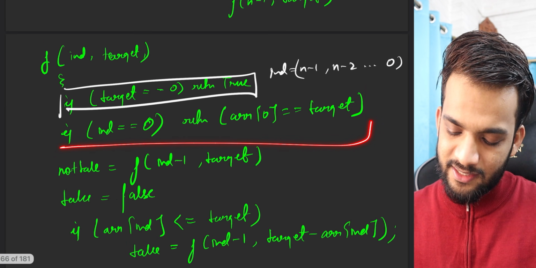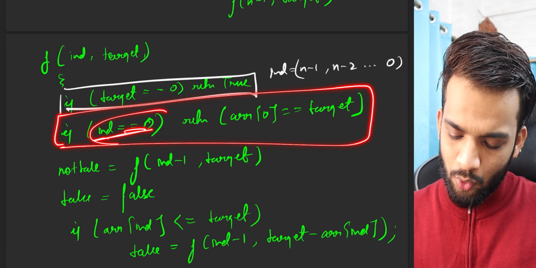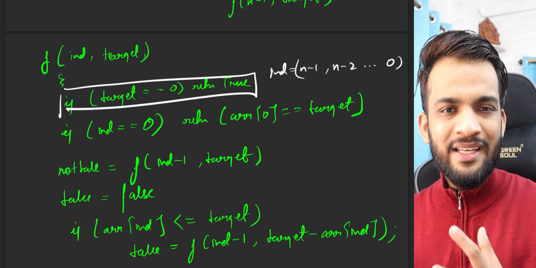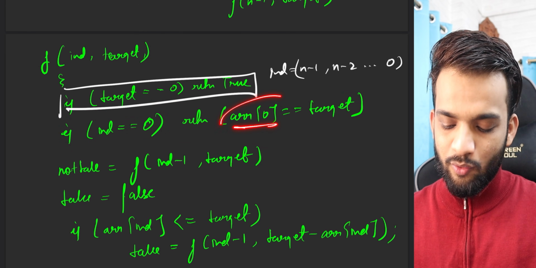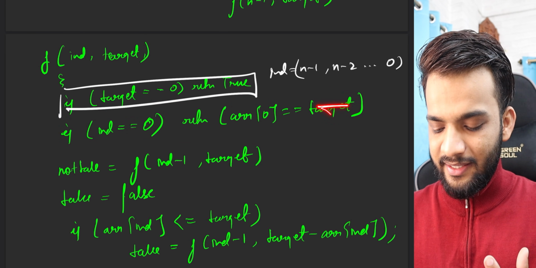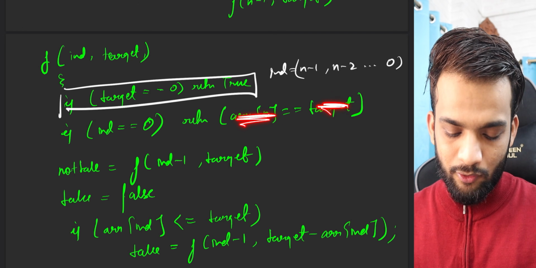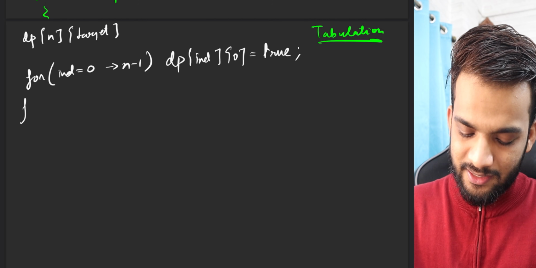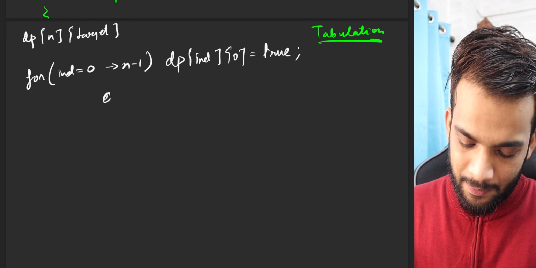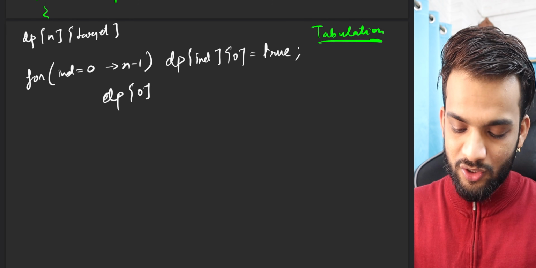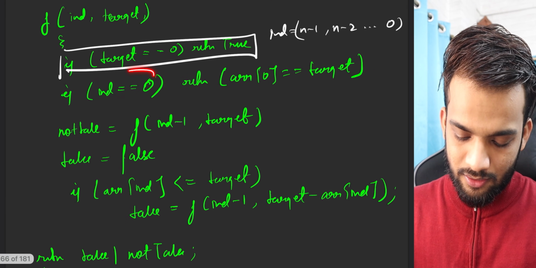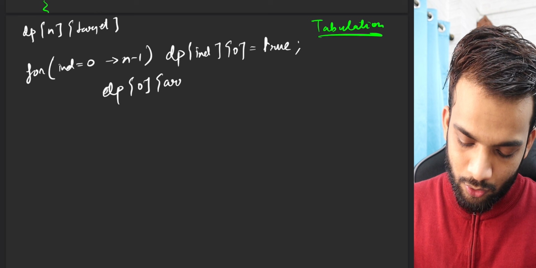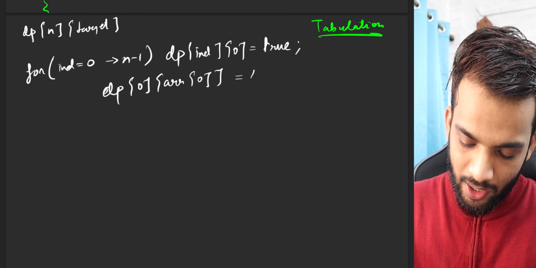And the next base case was, if index is 0, you are saying this array of 0 to be equal to target. So only at array of 0 you can just write it true, because if the target is equivalent to array of 0, then only it will be true. So if you remember, the next base case was very straightforward. You basically said dp of 0, and then array of 0 being equivalent to target, which is true.